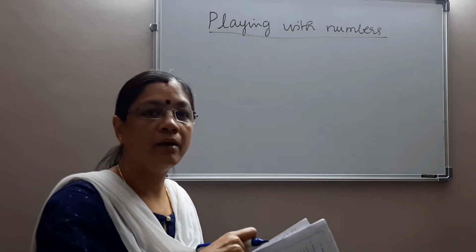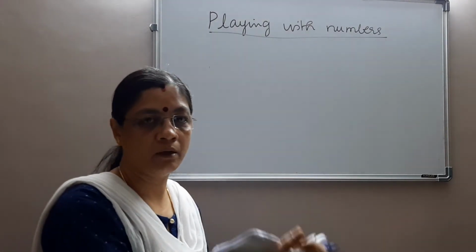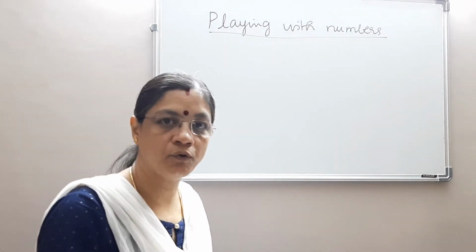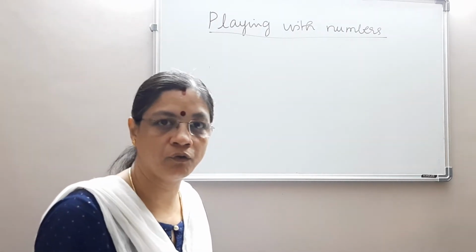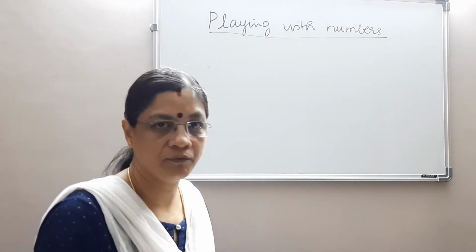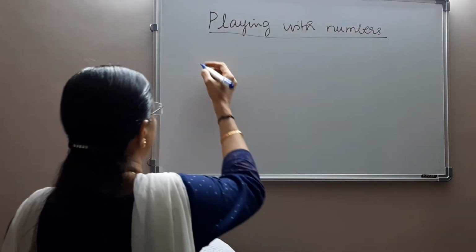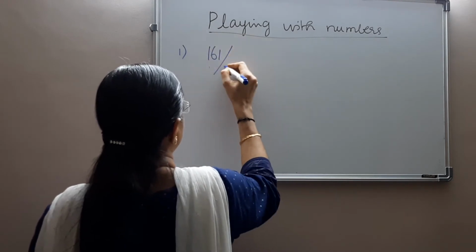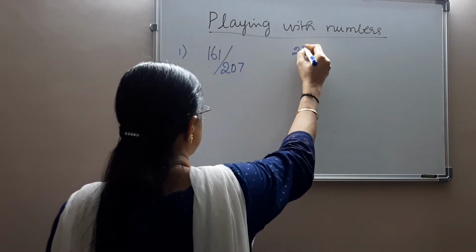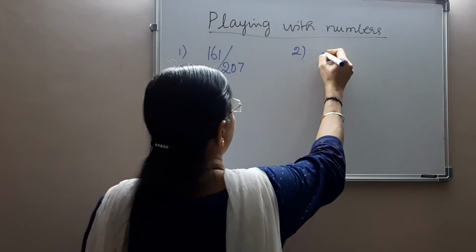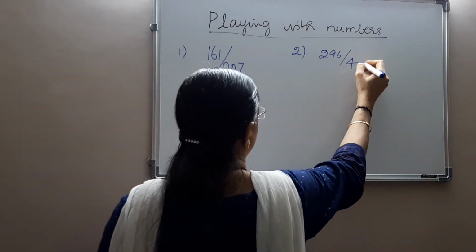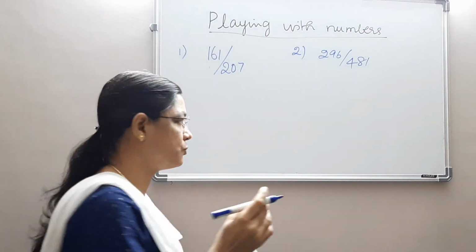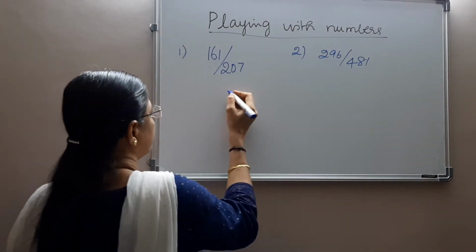I told you we can reduce the fractions to their lowest form or the simpler form or the standard form by dividing by the HCF, isn't it? So we'll do some examples regarding that. See, 161 divided by 207 we have, and the second sum we have is 296 by 481. Okay. Now the first step is we need to find the HCF of these two numbers. So how do we find the HCF of these two numbers?